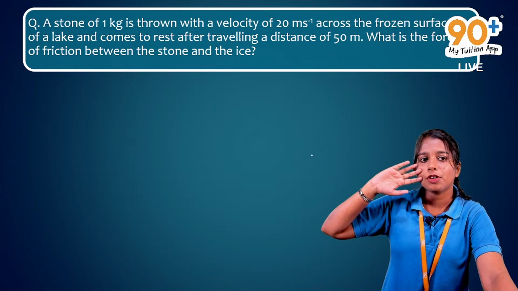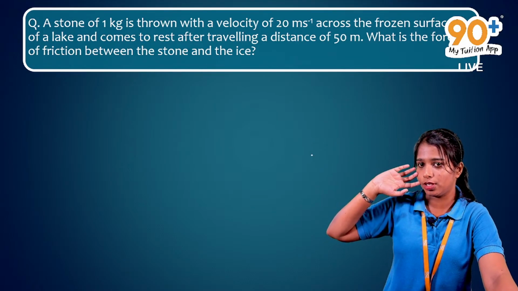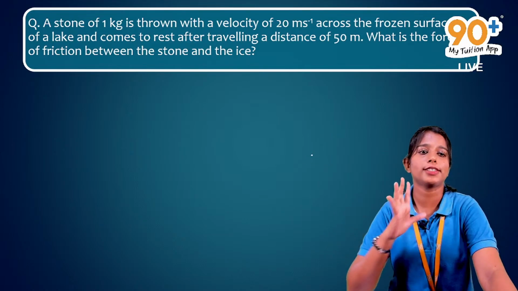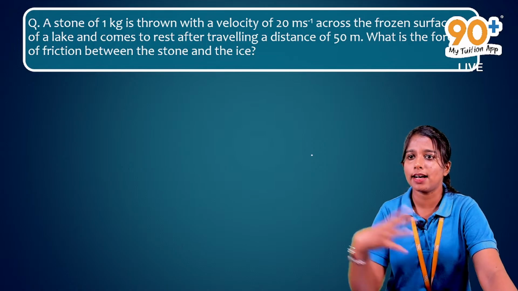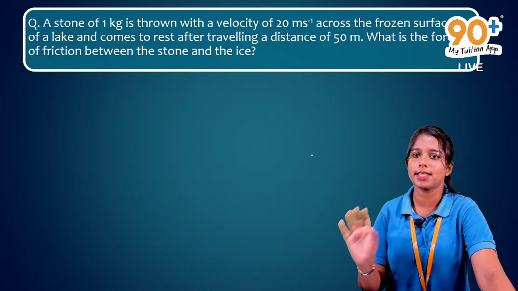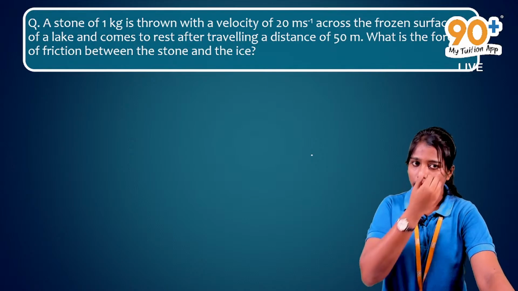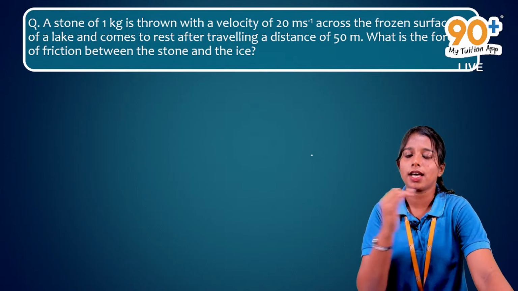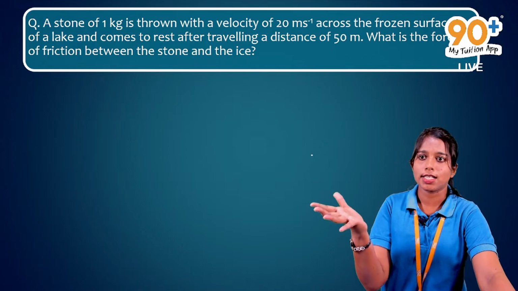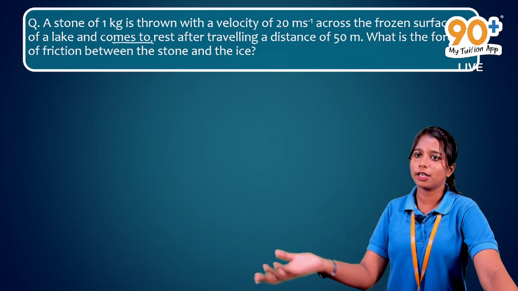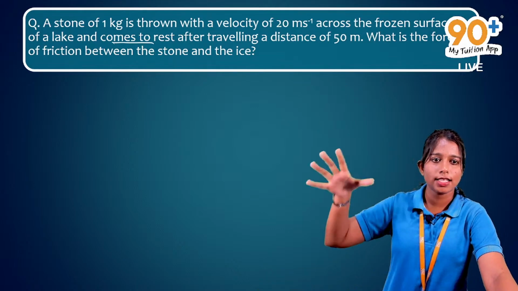You need to use the third equation of motion. What should you do? If you get a question, identify the data. Stone of 1 kilogram. Okay, mass is there. It has got a velocity of 20 meter per second. Identify what that is. It is the initial velocity. Then after some time it comes to rest, so we get the final velocity there. Then distance is given. Look at everything.